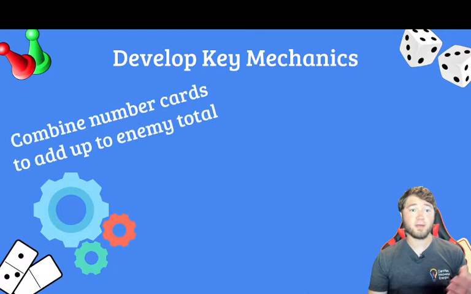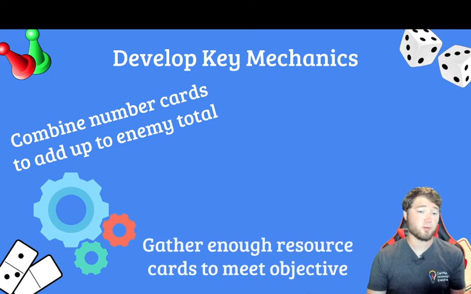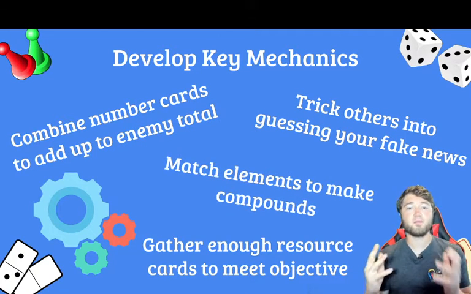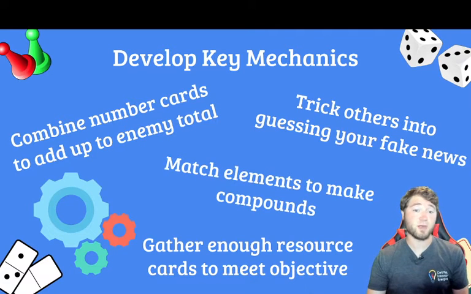So for developing key mechanics, they might look something like this. Combining number cards to add up to an enemy total would be a mechanic. Gathering enough resource cards to meet an objective would be a mechanic. Tricking others into guessing your fake news might be a mechanic. Or matching elements to make compounds in science might be an example of mechanics in a game.